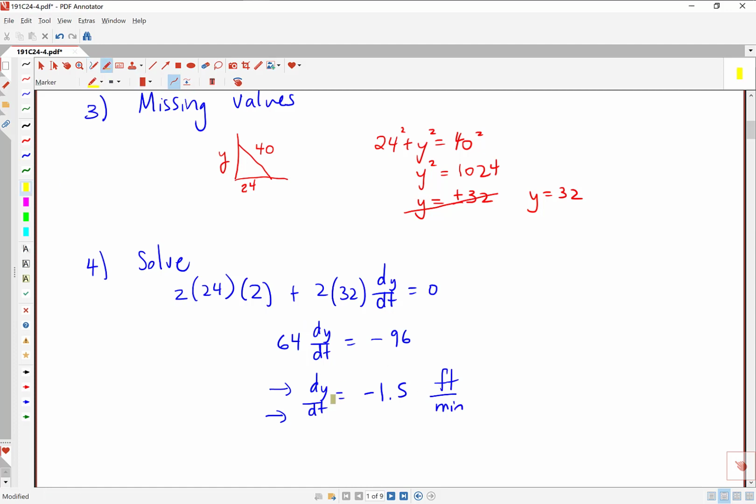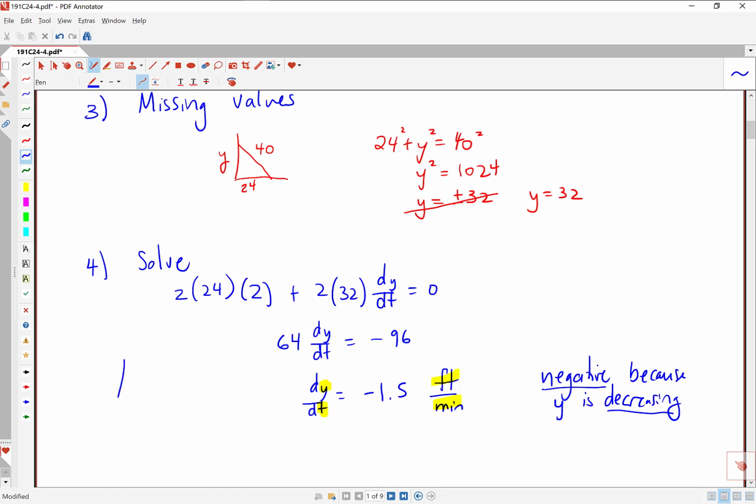Always just look at what your variables are on top and on the bottom, and then that will lead you to your units. The other comment is, notice that this comes out to a negative number. So this is actually negative because y is decreasing. So if the derivative of a certain variable with respect to time is negative, that tells you that that variable y is decreasing. And that makes sense because what's going on here is the base of the ladder is sliding away from the wall, so the top's going to be sliding down the wall. Therefore, y is getting smaller. So that is our first related rates problem.